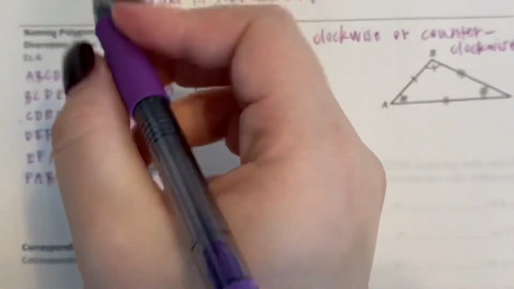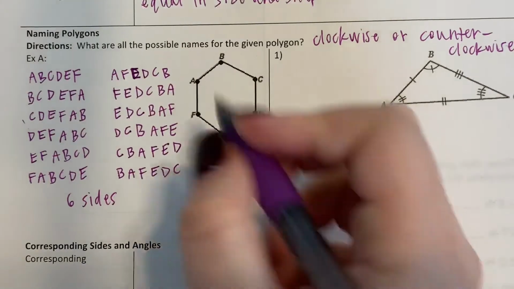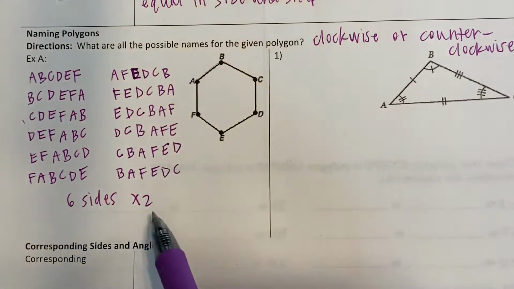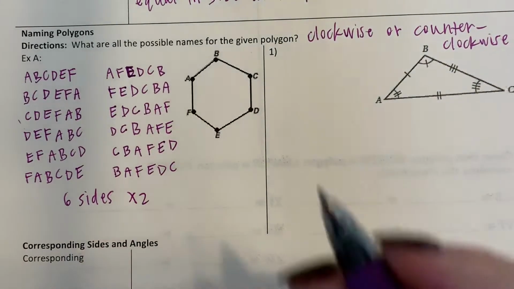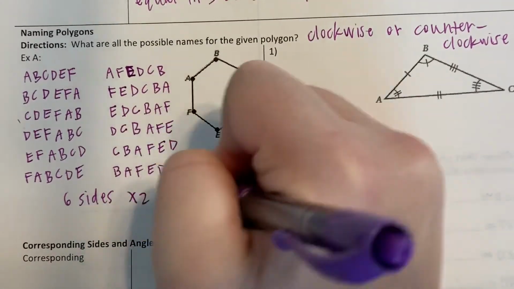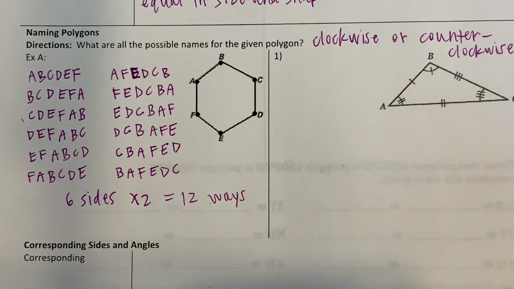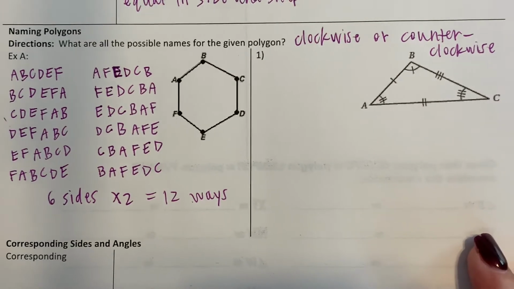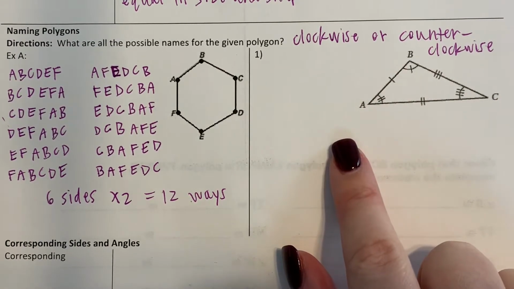So we had 6 names going clockwise and 6 names going counterclockwise. We could make a note down here that there are 6 sides in this polygon times 2 methods, because we could go clockwise or counterclockwise. And 6 times 2 gives us 12 ways to title this polygon. At this time, I would like for you to take a look at You Try One, pause the video, and see what you come up with.